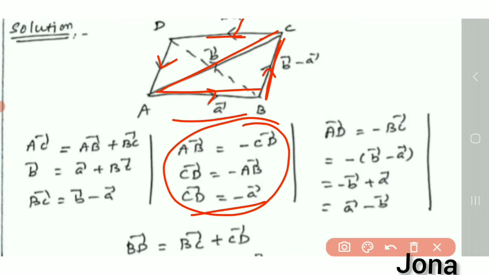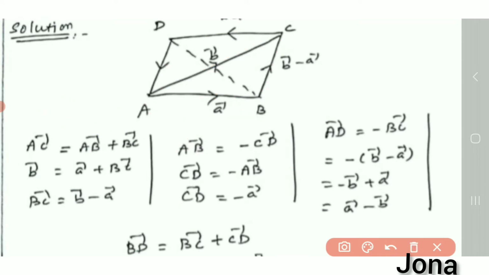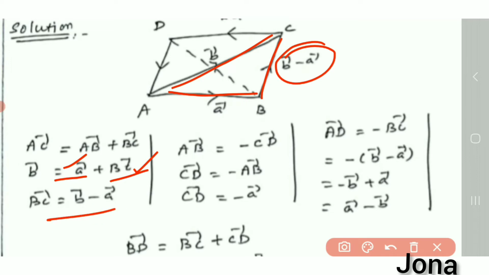AC is nothing but AB plus BC. So AB is A vector and we don't know BC, so put BC as it is. In the next line we want to find the side BC. So take this A vector to the other side, it will become minus A. Therefore BC vector equals B vector minus A vector.